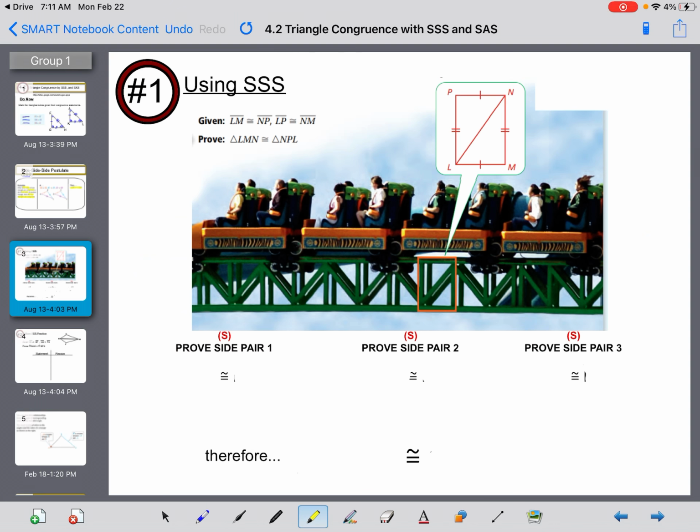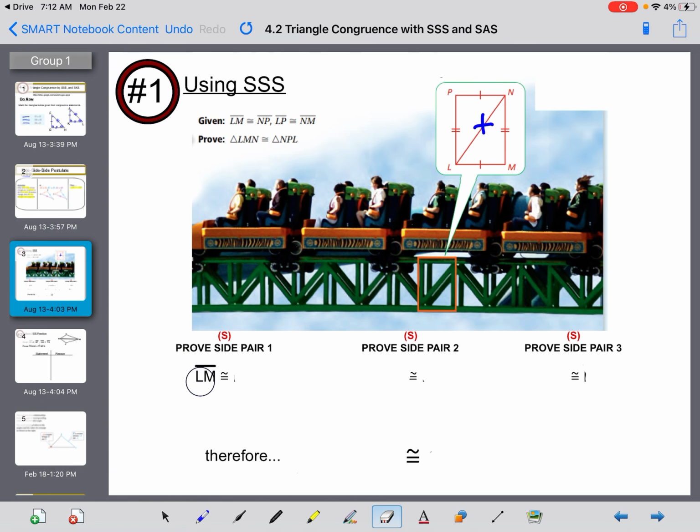Okay, so using side, side, side. We're given this picture here, which takes a piece of the roller coaster track to analyze, and we have our two triangles. We have a given of LM is congruent to NP, which they show with one tick mark. Then LP is congruent to NM, which is shown with two tick marks. So you have one side congruent to one side, another side of each triangle congruent to each other. And now lastly, these guys share a side in the middle. So when you share a side, I've always put an X on it.